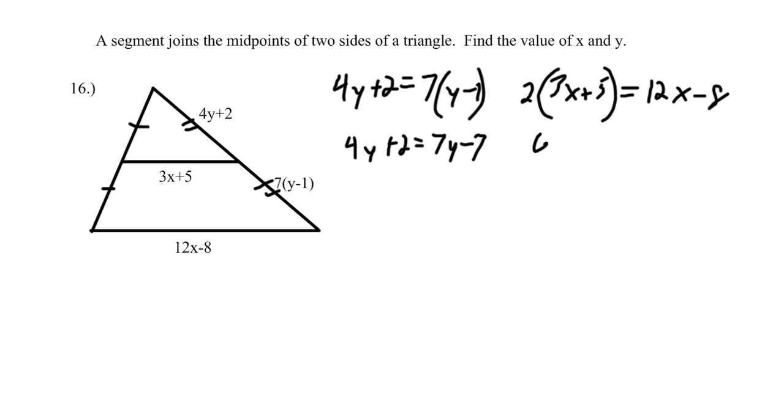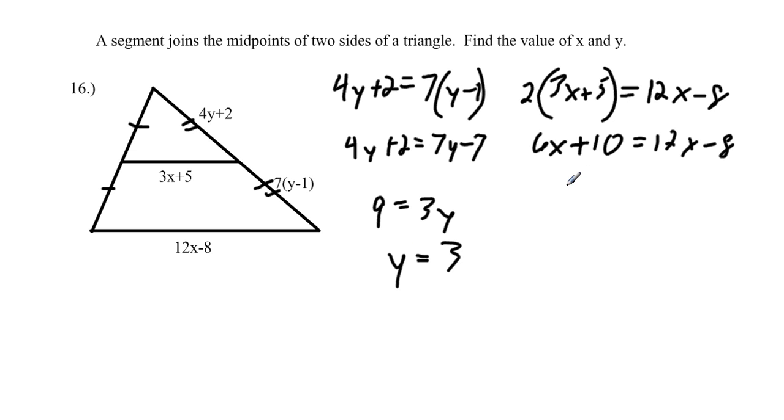And to make this more fun, I'm going to do them both at the same time. Just solve this part here. I'm going to add 7 to both sides, subtract 4y. And here we get, well, isn't that cute? X and y turn out to be the same. They're both 3. Awesome.